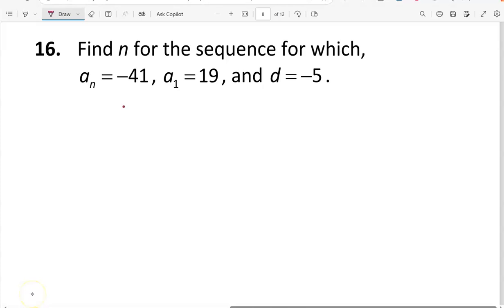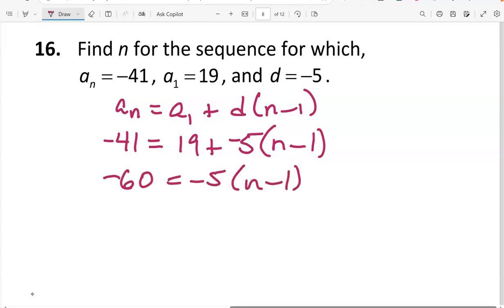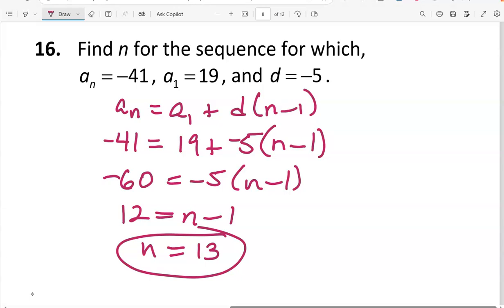In 16, for this arithmetic progression, a sub n is equal to a sub 1 plus d times n minus 1. That's the formula for the nth term of an arithmetic sequence. This time we're given a sub n, and we're given a sub 1, and we're also given the difference, and we are looking for n. So negative 41 is equal to, actually, you know what? We can subtract 19. That will make this a little cleaner. So subtract 19 first, and we get negative 60 is equal to negative 5 times n minus 1. Dividing by negative 5, that gives us n minus 1 is 12. And solving for n is 13.